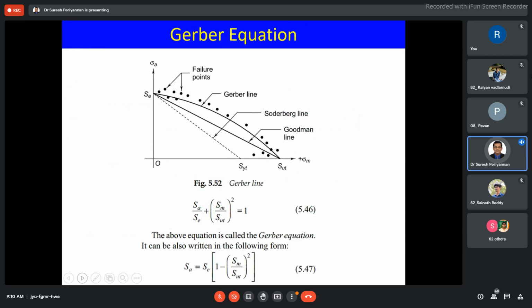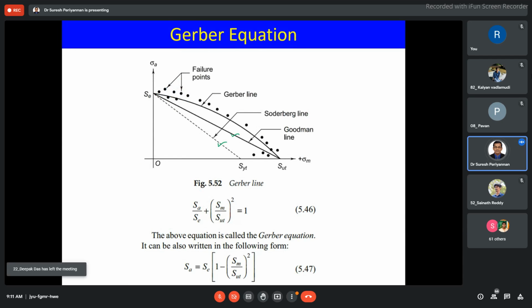Now the Gerber equations. Once we discuss this, then we go for the problems. As I told you earlier, the Gerber line shows non-linear behavior. This theory is under the non-linear theories, while Goodman and Soderberg are linear theories. This theory uses a parabolic or elliptical curve instead of a straight line, hence we say non-linear theories.